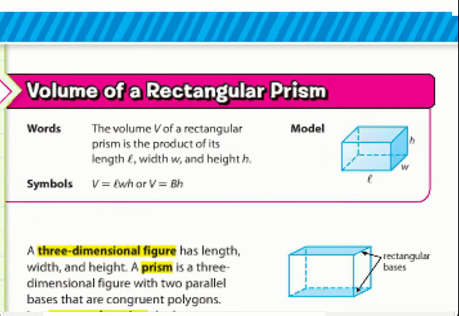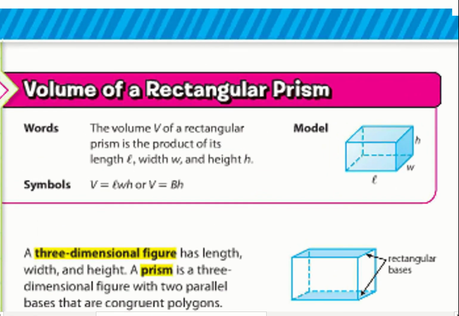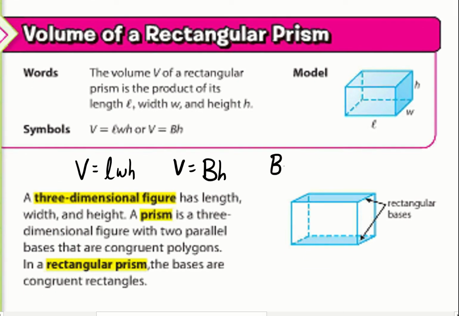Key concept. The volume of a rectangular prism is length, width, and height, or the product of the length, width, and height. So volume equals length, a cursive L, times the width, times the height. That is volume, with a capital V. Or the other formula, which I'm not going to use that much, is volume equals base times height. Notice they use a capital B. That's the area of the base. So B equals area of base.